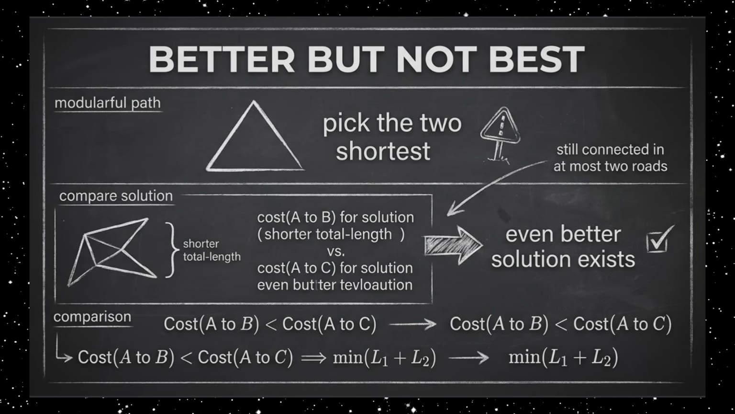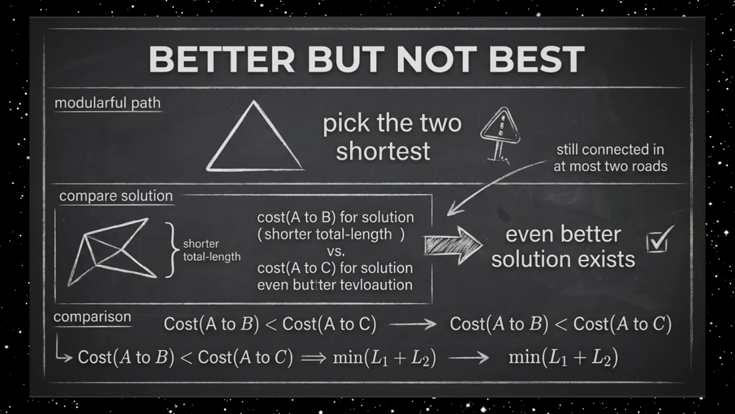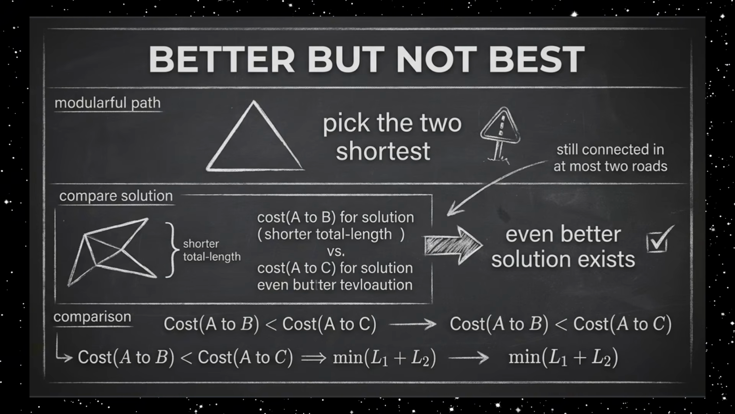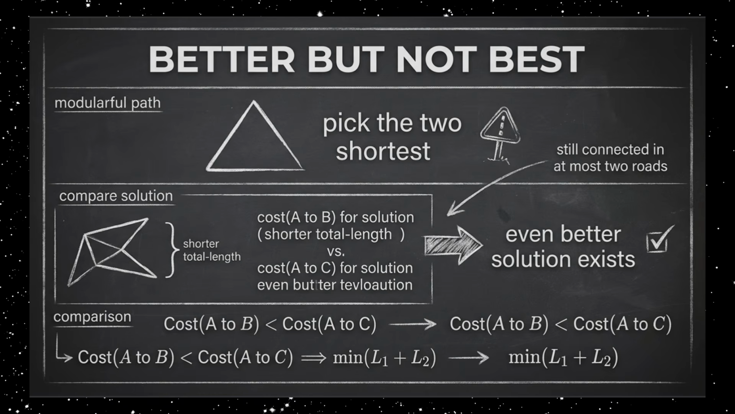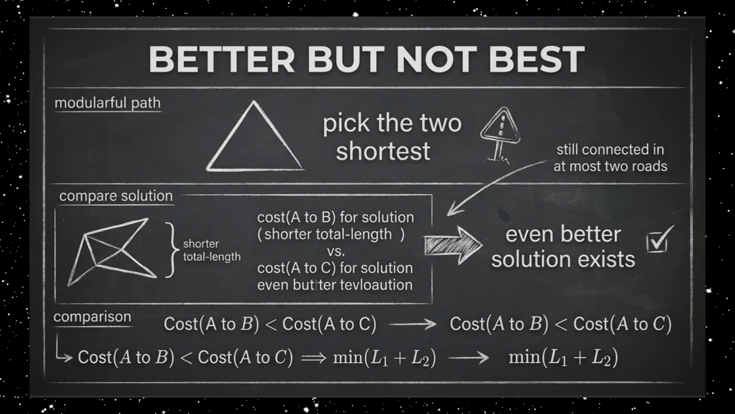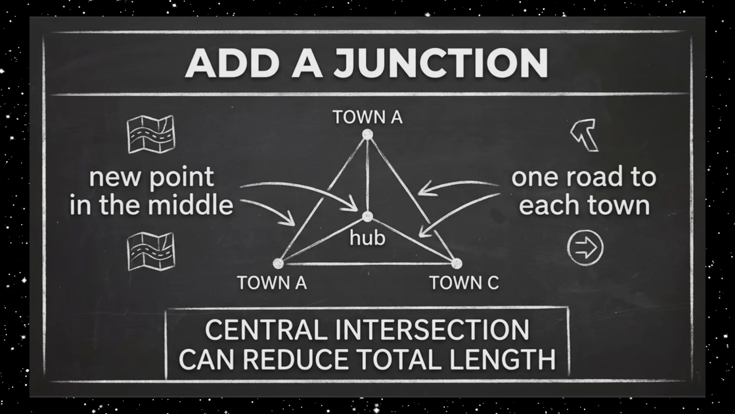Okay, so what if you just pick 2 of the 3 sides? Say the 2 shortest ones. That guarantees every town can reach every other town by traveling along at most 2 roads. And the total road is shorter, better. But there's an even better solution. One most people don't think of.